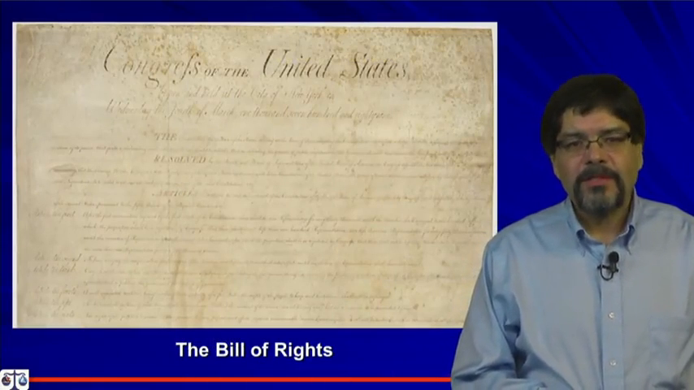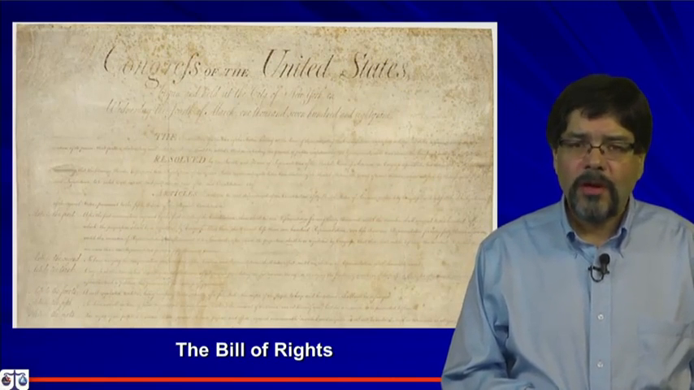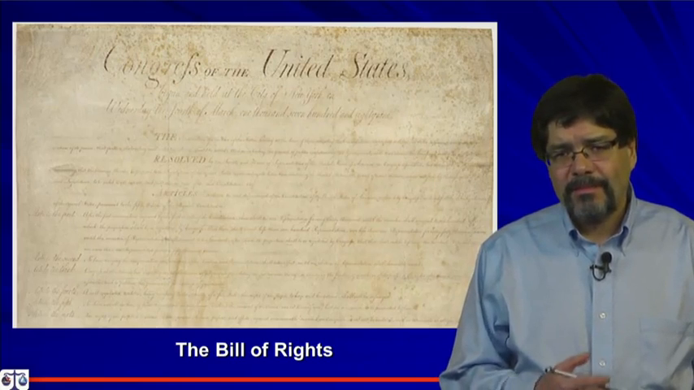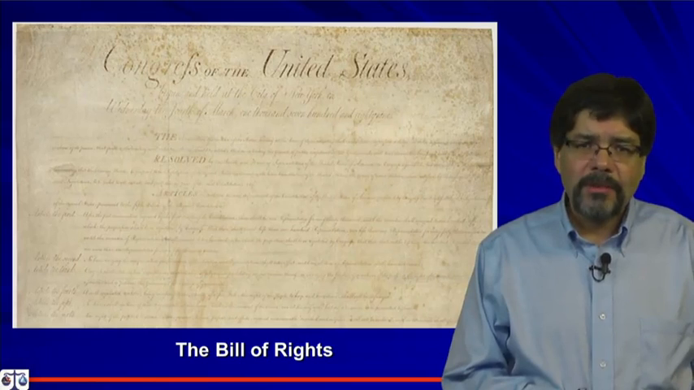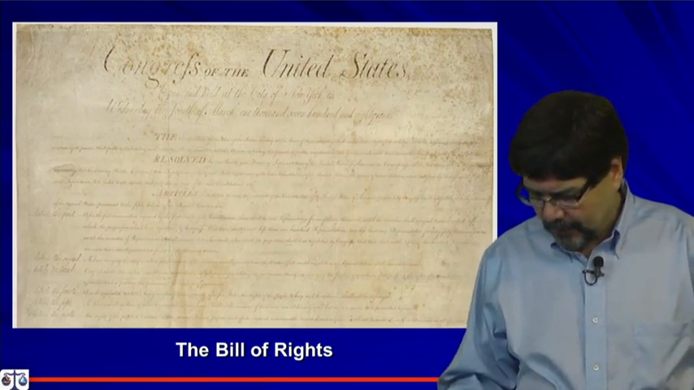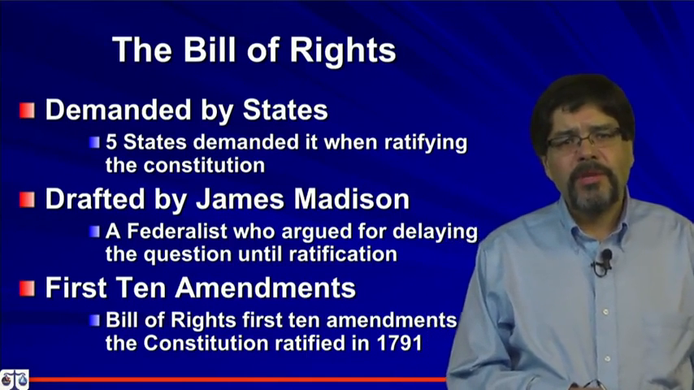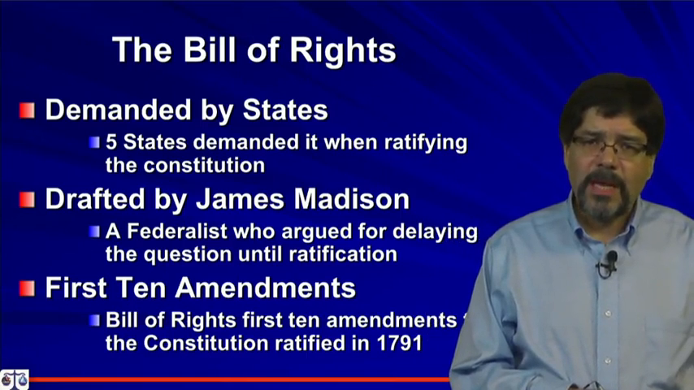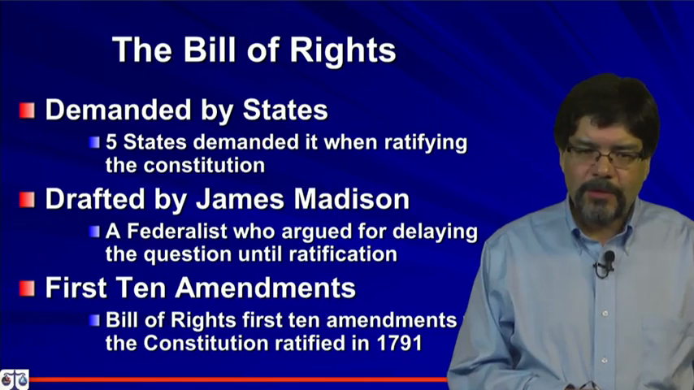The Bill of Rights is the first 10 amendments to the Constitution of the United States. And they together collectively represent the fundamental rights that are guaranteed to all Americans by the Constitution. The Bill of Rights was very much demanded by the states. In fact, 5 of the states at the time of ratification demanded that the Bill of Rights be passed.